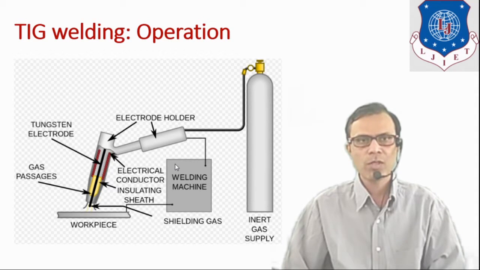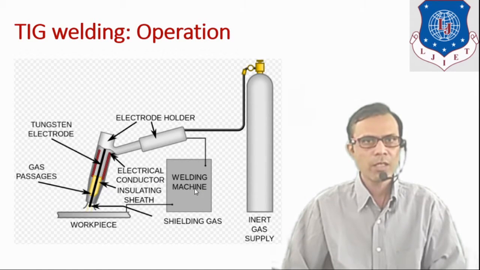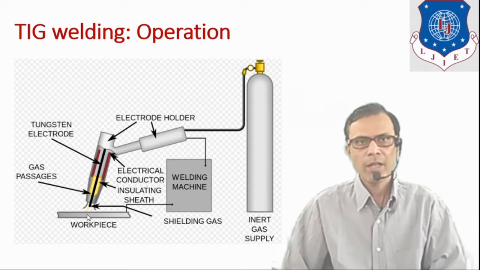To initiate the process, it is necessary to connect the electrode holder and workpiece to the power source. As we discussed, generally a DC power source is preferred, which provides a comparatively more stable arc. The arc is initiated between the electrode and workpiece, and when this arc passes through the air between the electrode and workpiece, the air gets ionized and the arc is established.